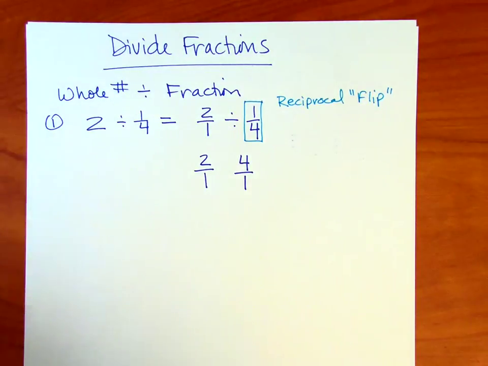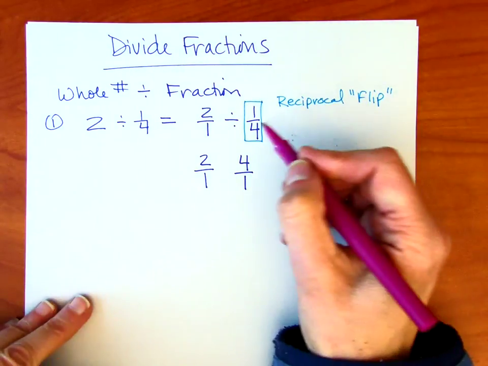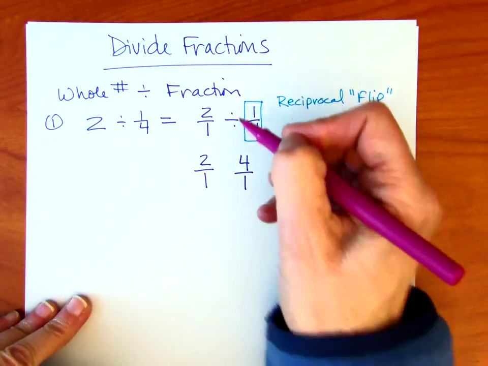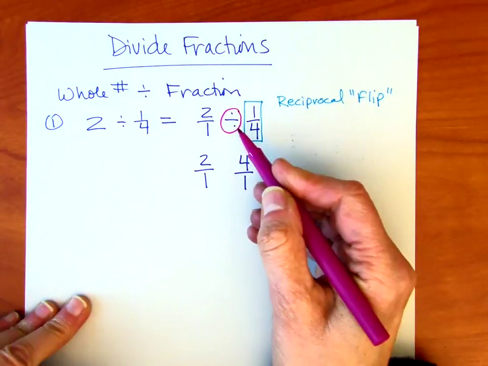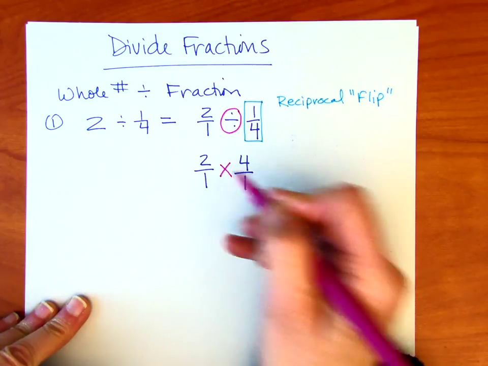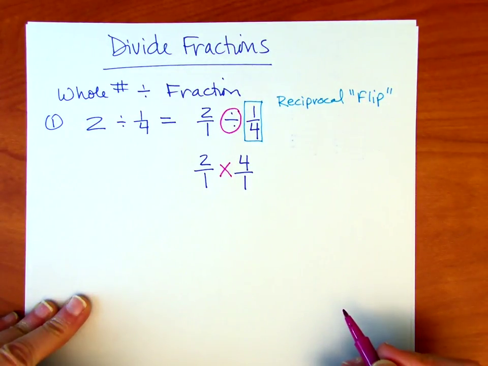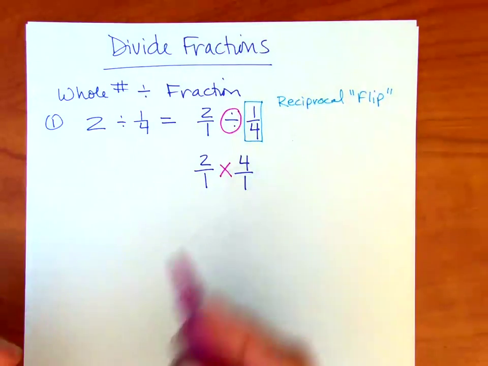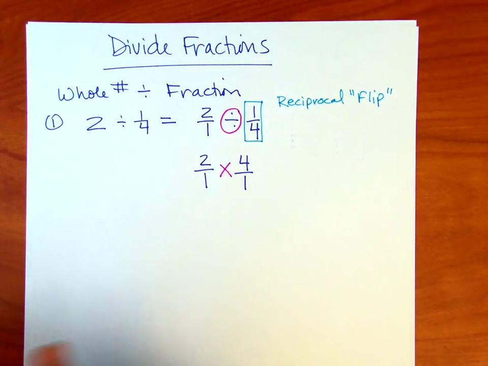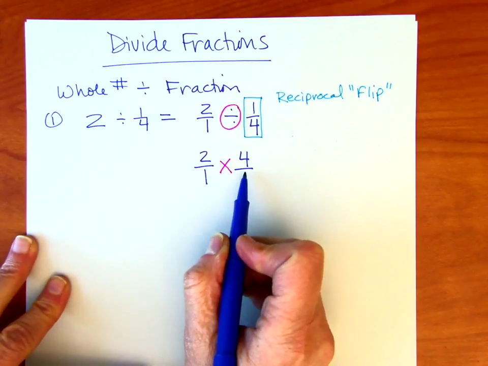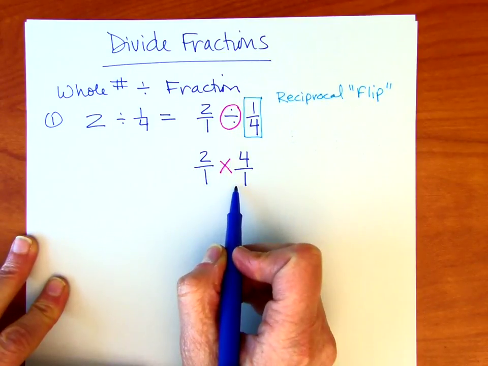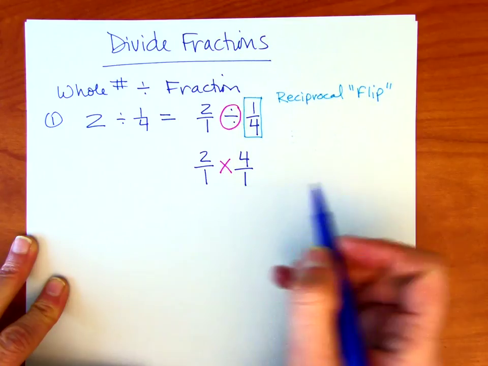Now the other thing we're going to do is, because we're flipping, we're also going to change the sign. So instead of division, it's now going to be a multiplication problem. We're going to do a couple of these, so if you're not quite catching on to what's going on, that's okay. Once we've created a multiplication problem, we go ahead and reduce and multiply, just like we've been doing.